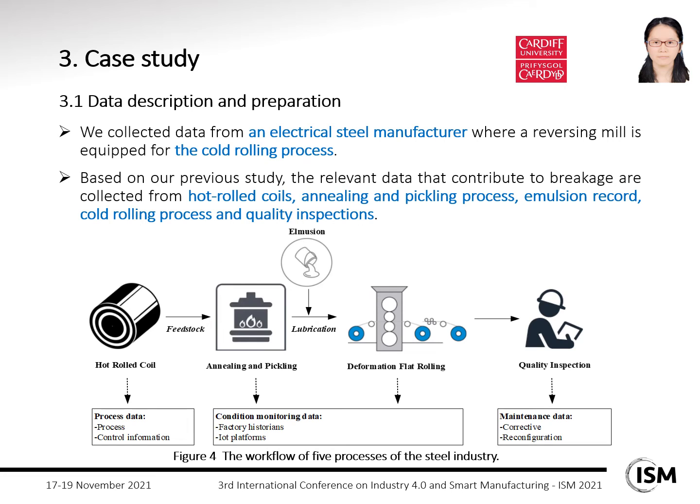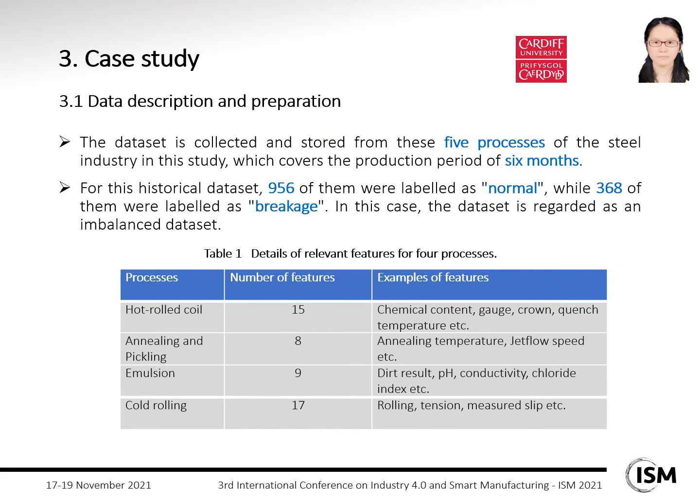Figure 4 shows the flowchart of this process of the steel industry. For the former 4 sources, the relevant features that contribute to breakage phenomena were collected. In the last stage, the labels of samples were recorded and collected. Table 1 shows the details of the relevant features for the former 4 processes. The dataset is collected and stored, which covers the production period of 6 months.